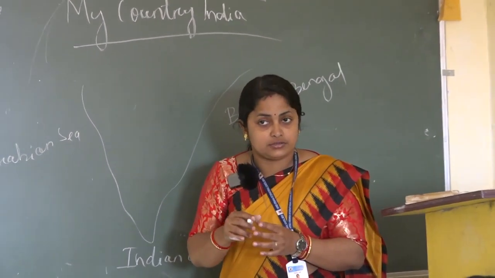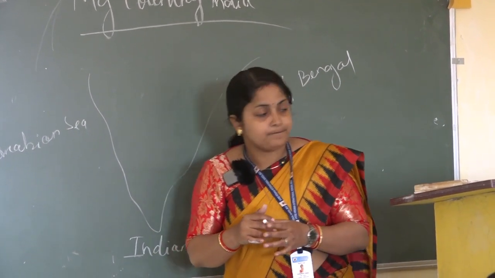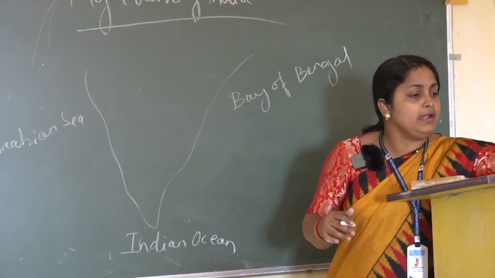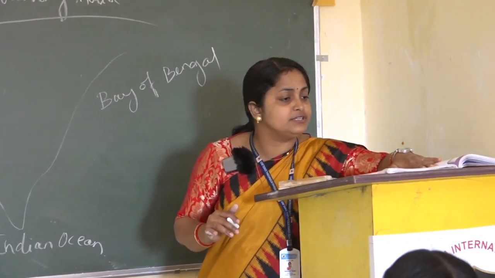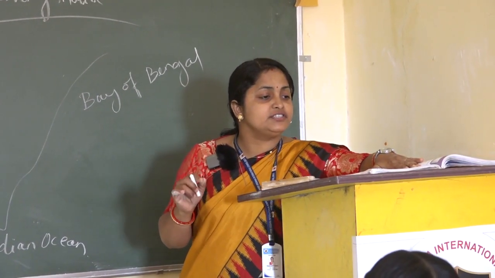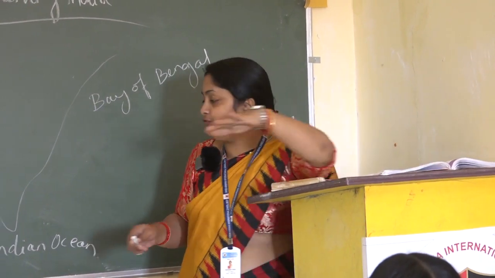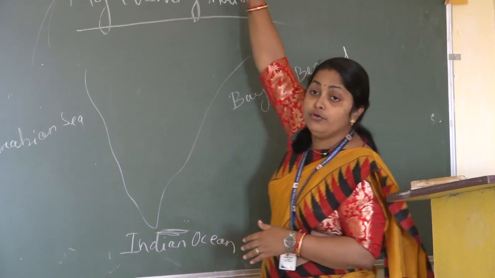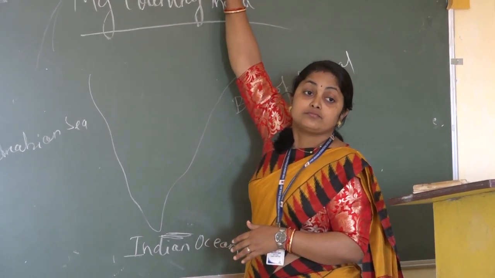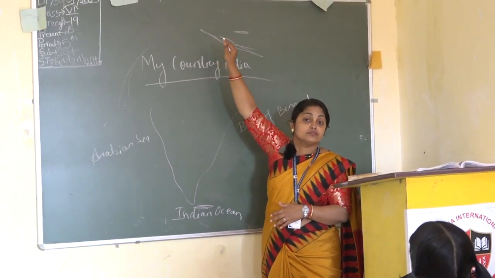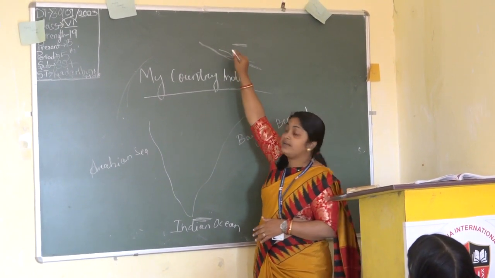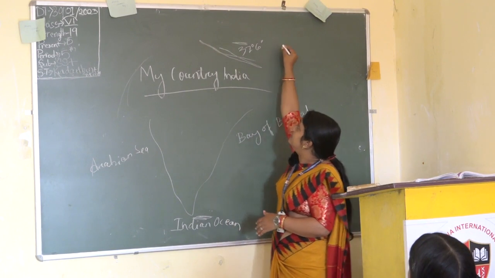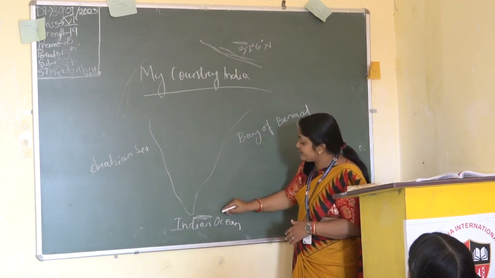23.5 degree north. Okay, and our country lies between the latitude 6 degree 45 north to 37 degree 6 north.